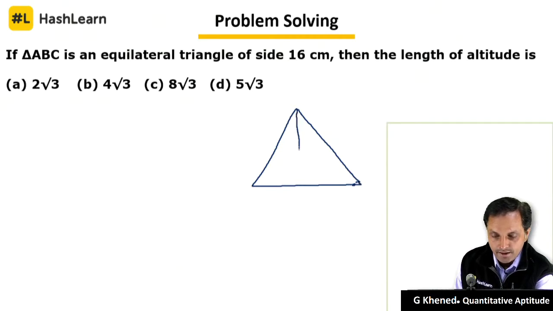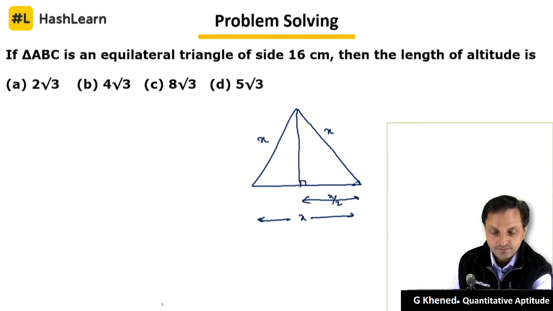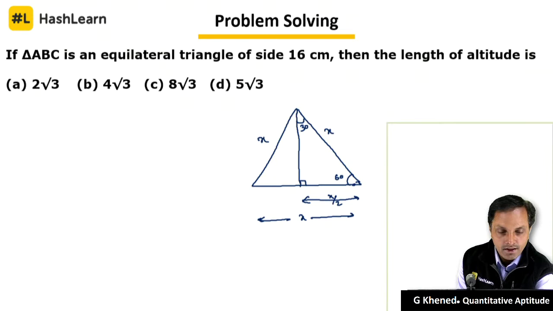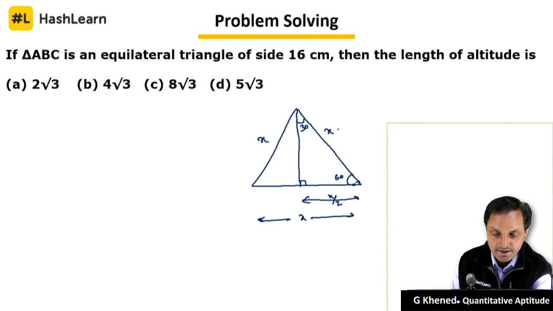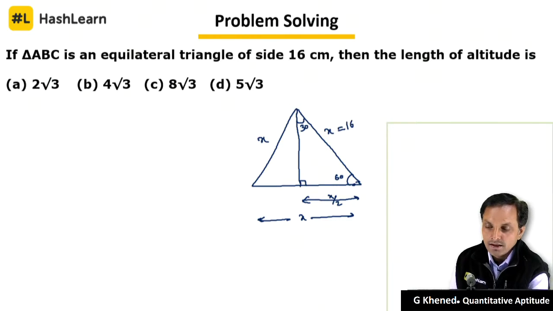If you want to find the altitude, this side is x, the total side will be x, whereas this half side will be x by 2, and this is 60 degrees and this will become 30 degrees then. The triangle is an equilateral triangle of side 16. So, x is given as 16. Now, the length of the altitude.